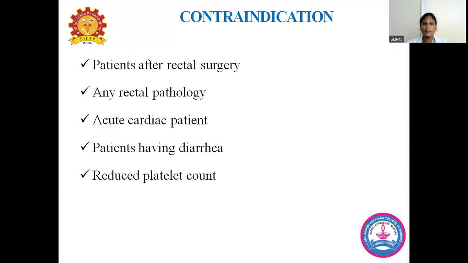And contraindications: patients after rectal surgery, any rectal pathology, acute cardiac patients, and patients having diarrhea and reduced platelet count. So these are all the contraindications of the oral and rectal methods.